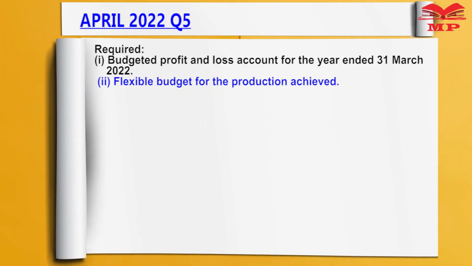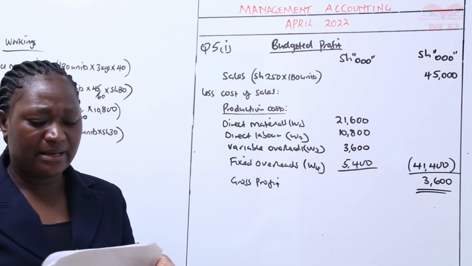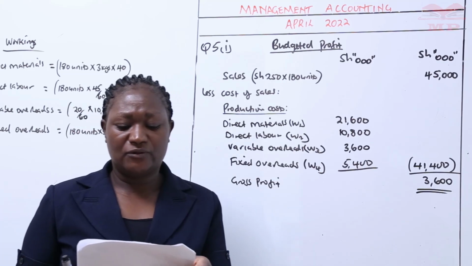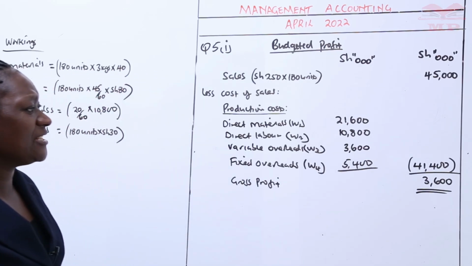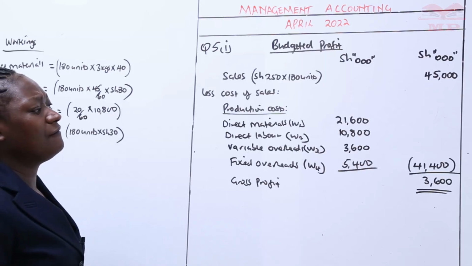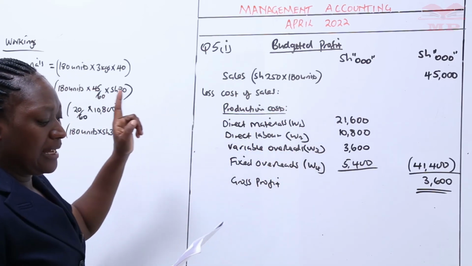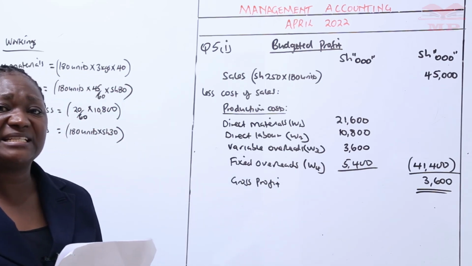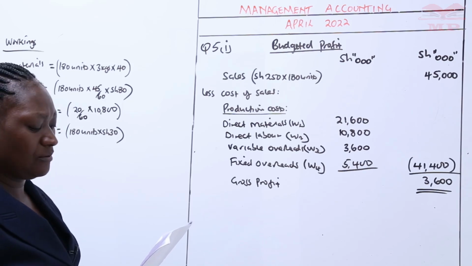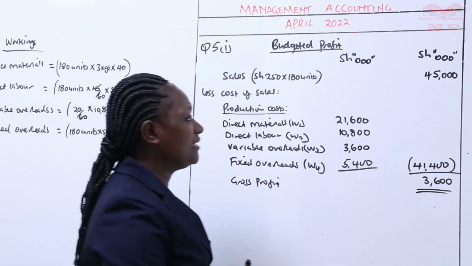Then number 2, we are told that flexible budget for the production achieved. So how do we prepare a flexible budget? In note number 4, we are told that for the year to 31st March 2022, 120,000 units have been manufactured and sold. And let's say the budget is prepared when we have a variance, like we had a budget for production of 180,000 units. But now, we are told that for the year to 31st March 2022, 120,000 units have been manufactured, which is bringing about a variance of around 60,000. So what will be the variation in profit?